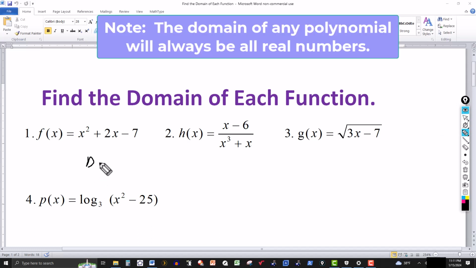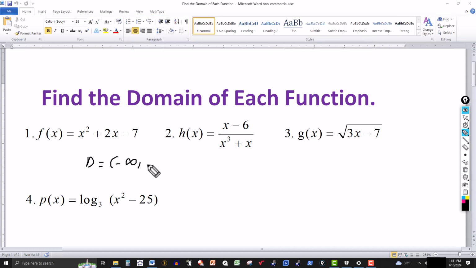So the domain, we can say it's a set of x such that x is any real number. Or sometimes you can give it in terms of interval notation from negative infinity to infinity. Or you can just say all real numbers.